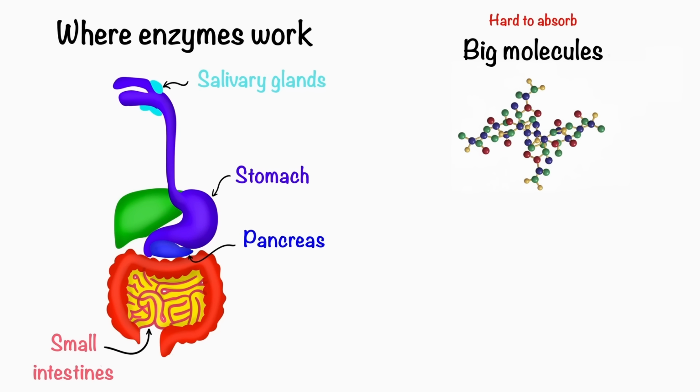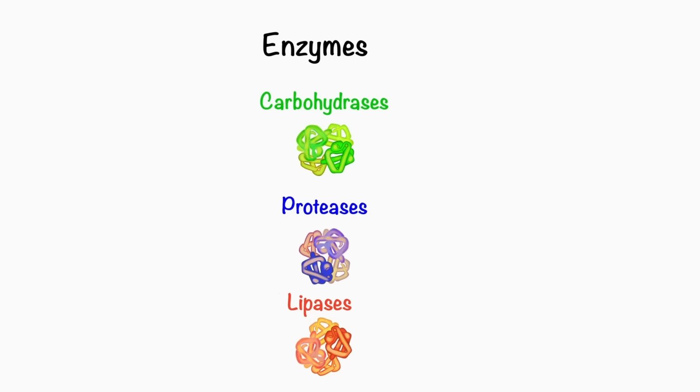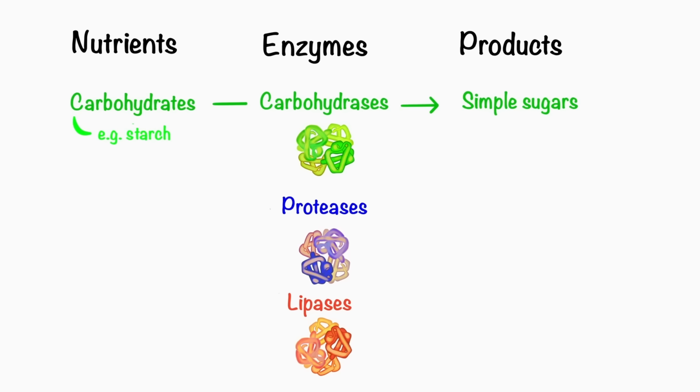The food you eat contains nutrients essential for life, but most of these nutrients are locked in large, complex molecules that your body can't directly use. These molecules must be broken down into smaller components that can be absorbed into your bloodstream with the help of digestive enzymes. There are three main types of digestive enzymes, each targeting a specific type of nutrient.